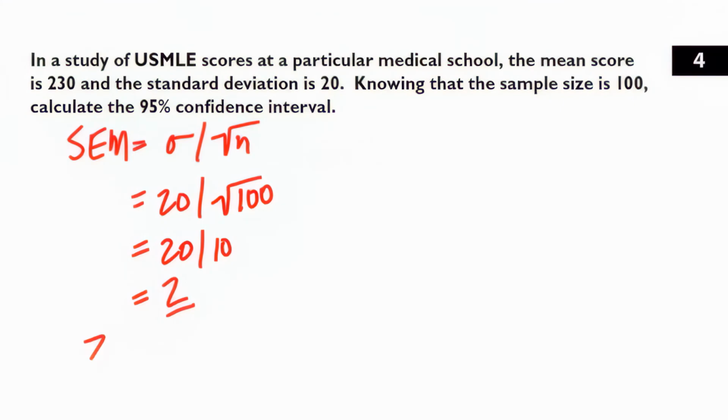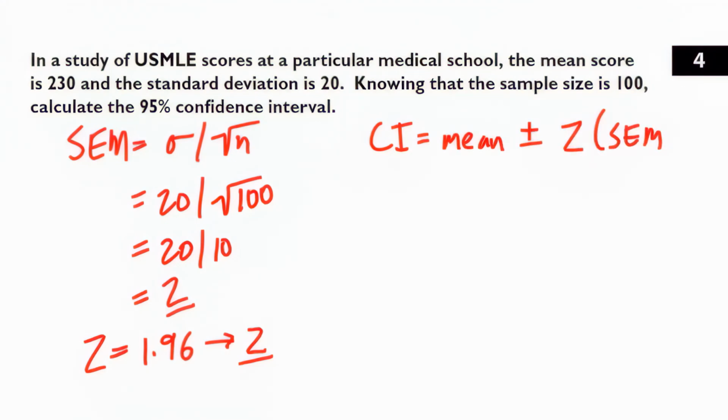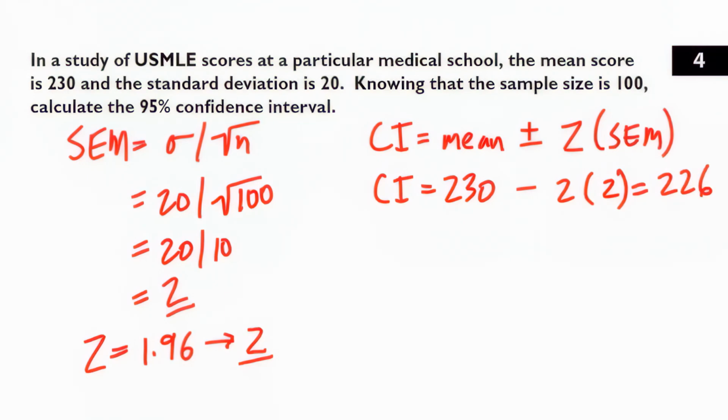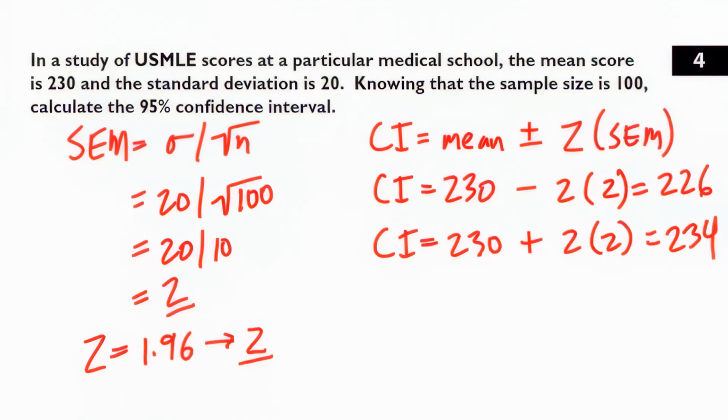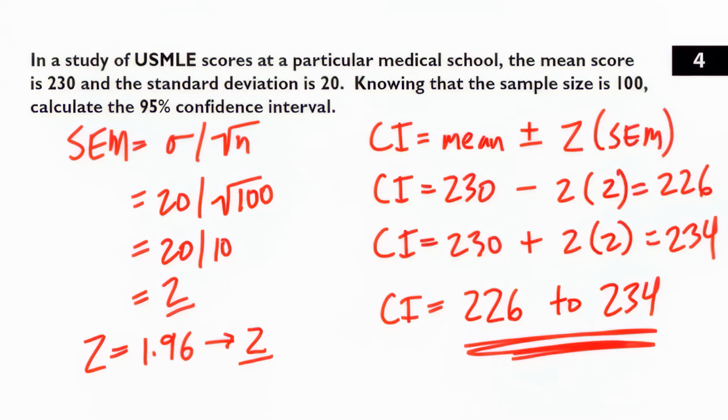And here we are going to round z of 1.96 up to 2 in order to simplify the calculation. So again, the formula for confidence interval is the mean plus or minus z times the SEM. So we have 230 minus 2 times 2, or 230 minus 4, which is 226. On the other side, we have 230 plus 2 times 2, or 230 plus 4, which is equal to 234. So the confidence interval for this study is 226 to 234.